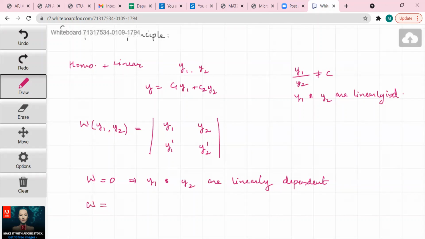If the Wronskian is not equal to 0, then we can conclude that the two solutions y1 and y2 are linearly independent.